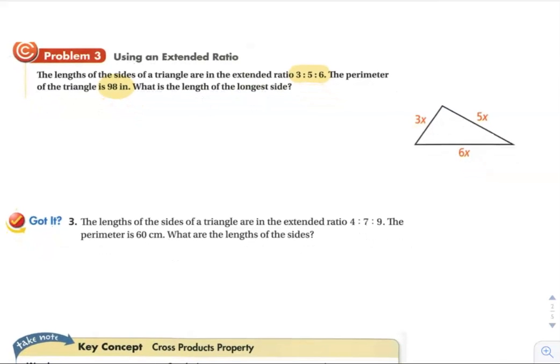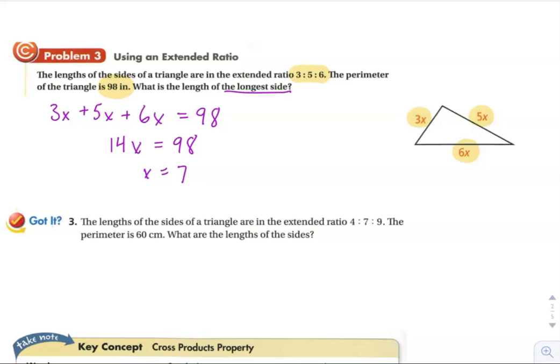I kind of like this diagram they already have for you. They're showing you how you could express those sides. We don't know exactly what they are yet, but we know their ratios. So I'll set up my equation. 3x plus 5x plus 6x is 98. Add up 3 plus 5 plus 6. We get 14x equals 98. 98 divided by 14 is 7. Okay. And then what is the length of the longest side?